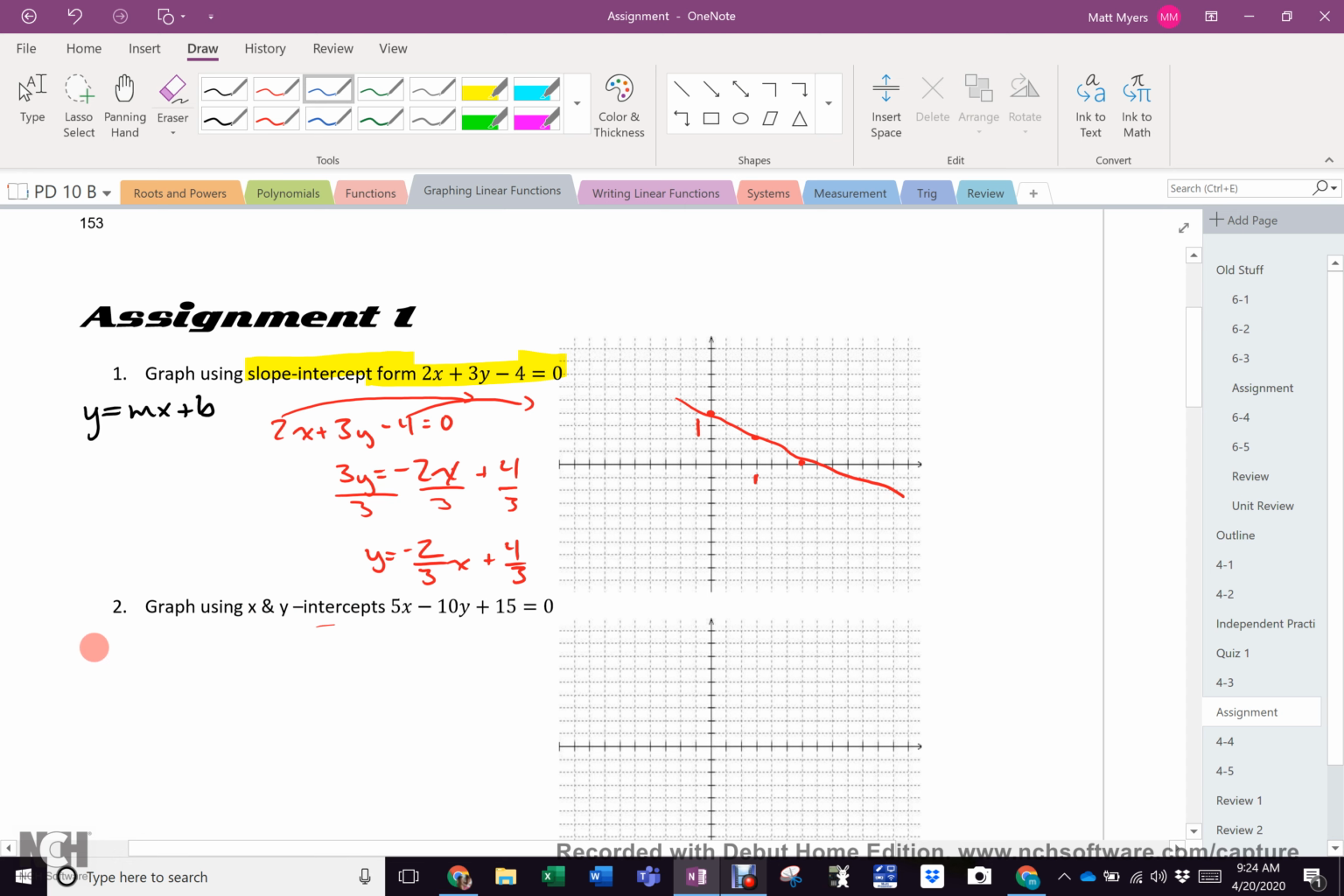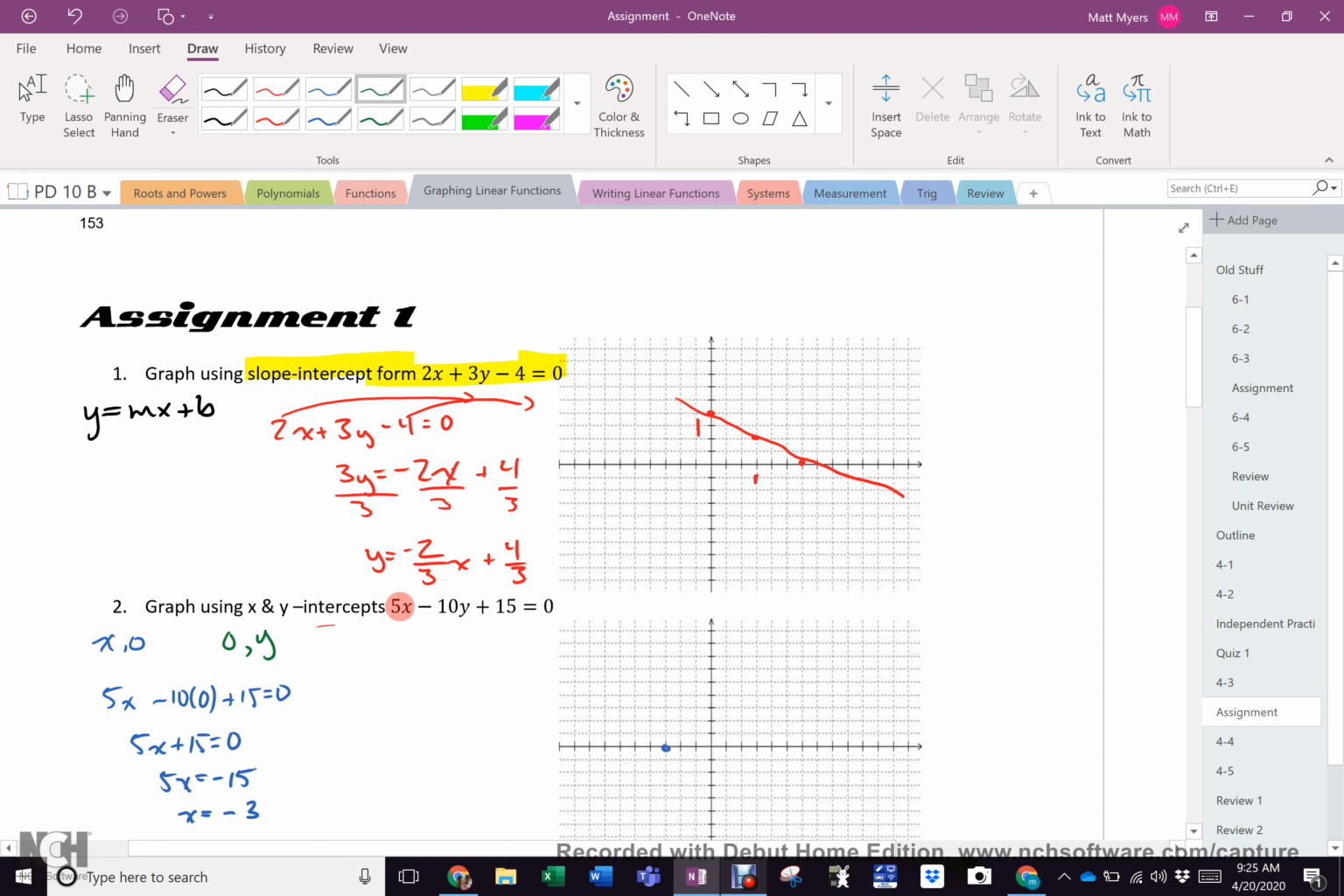Intercepts. The x-intercept is x, 0. The y-intercept is 0, y. So x, 0 means when y is 0, it's going to stay 5x, but minus 10 times 0, because y is 0, plus 15 equals 0. 5x plus 15 equals 0. 5x equals negative 15. x equals negative 3. 1, 2, 3.